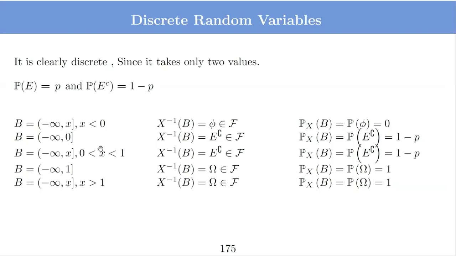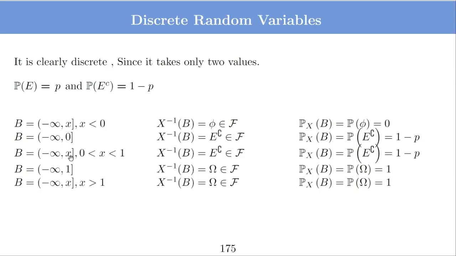Now let's take another case. Let's take B equal to minus infinity to 0. So now in this case, x is 0. So what is the pre-image of that? It will include all the outcomes which map to 0 also. And what are the outcomes which map to 0? All the outcomes in E complement map to 0, and no other element maps to 0. So this means the pre-image of B would be E complement, which is also in F, because E is in F, so E complement will be in F.